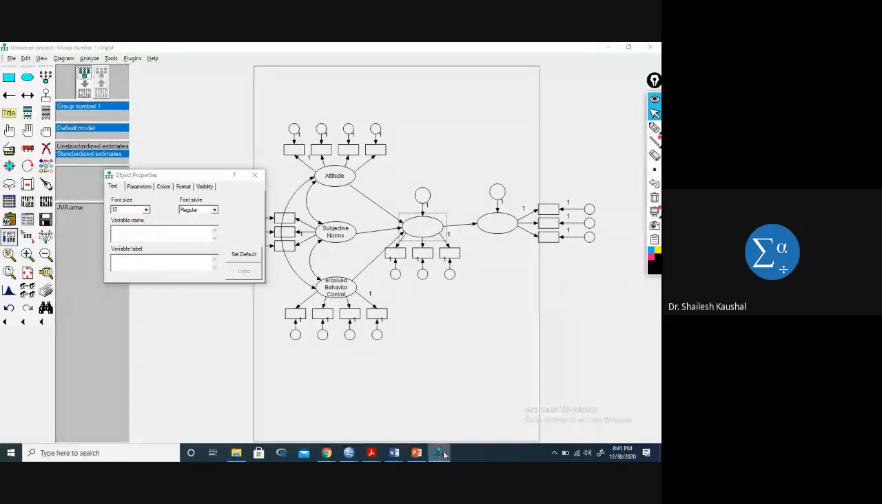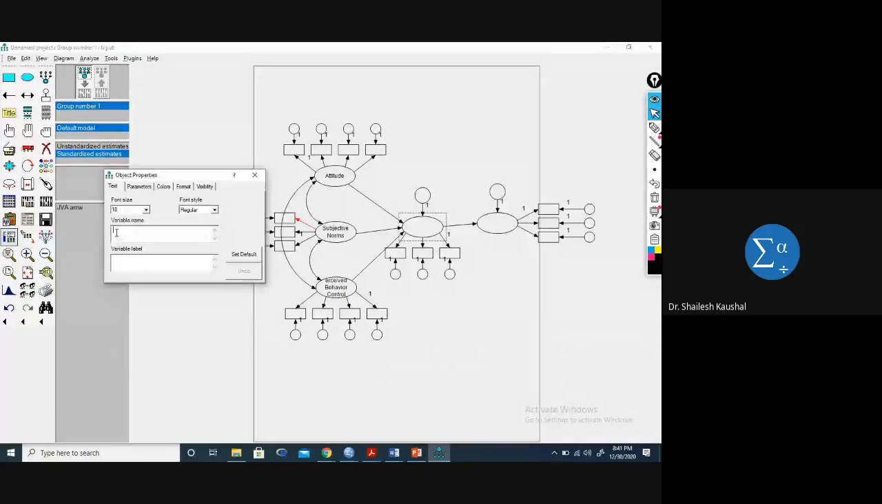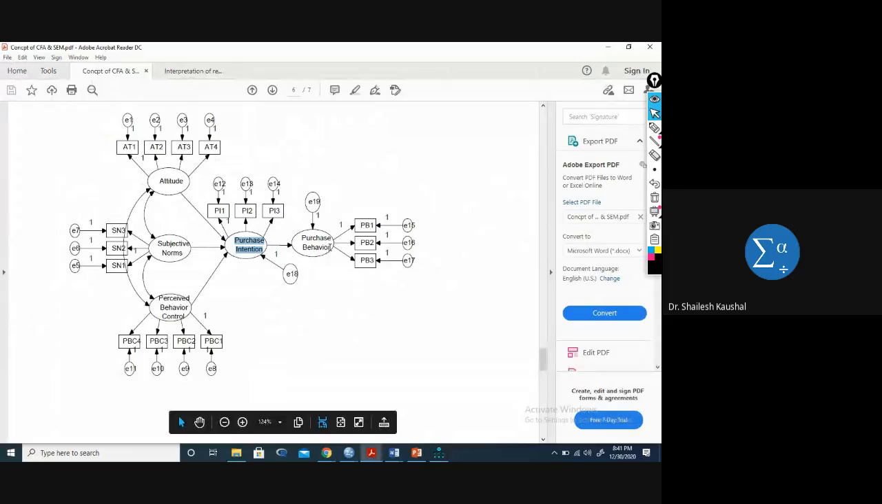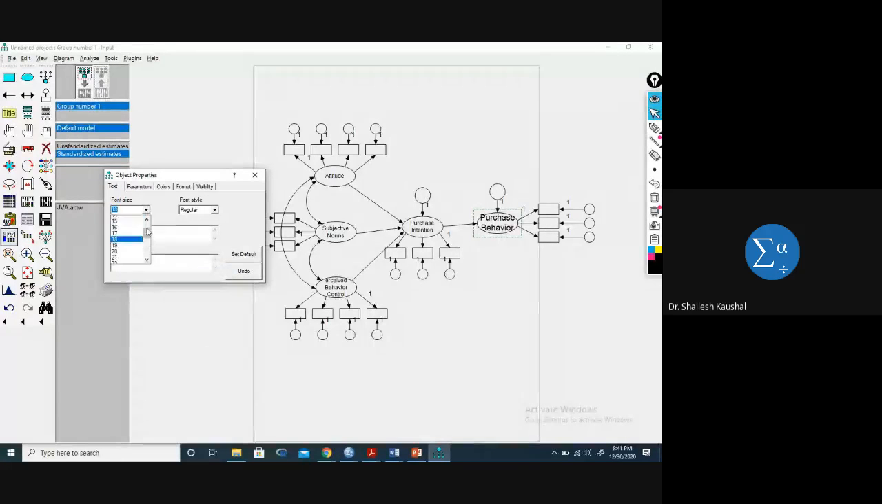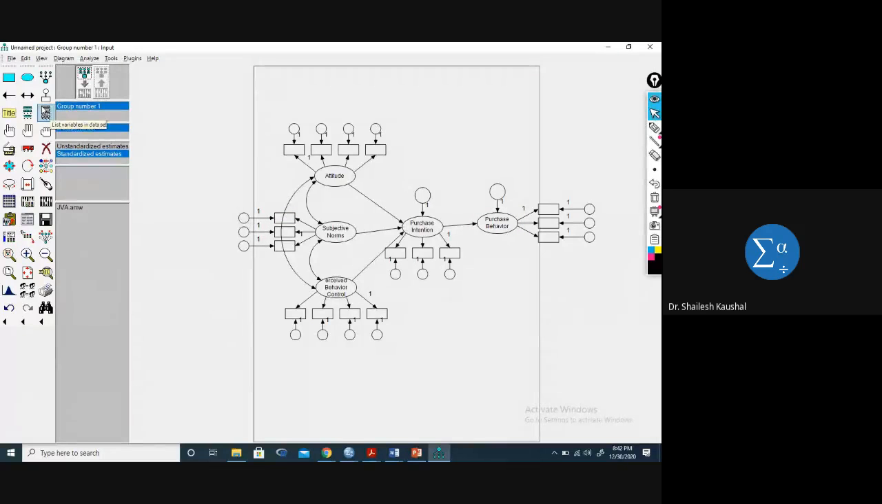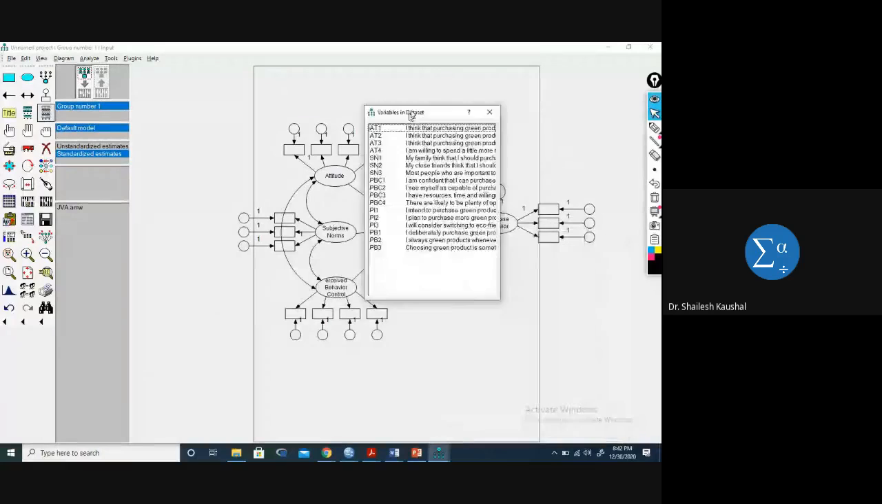And then the fourth construct, I am copying and pasting purchase intention, and last is perceived behavior. So this is our perceived behavior. Okay, now we will write the measured variables. So how do we do it?